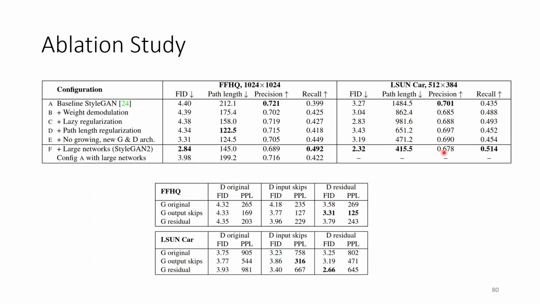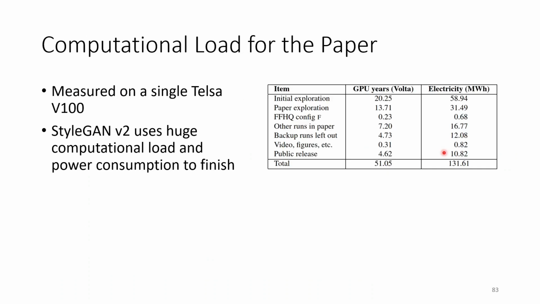Because there are several different metrics, just like PSNR and SSIM, each of them has its own pros and cons. So for StyleGAN V2, they just show the numbers and let the readers and the reviewers judge those numbers by themselves.